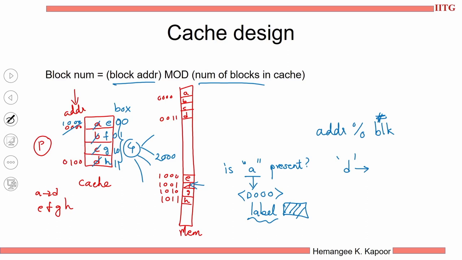Suppose I want to load D into the cache, and D has the main memory address 0011. I do a mod 4 with this, and you get the decimal value 3, so D gets stored in location 3. So this is 0011, location number 3, in which value D will go and sit. Every time you get an address, you do a modulo with the number of blocks and identify which box that value will go into.